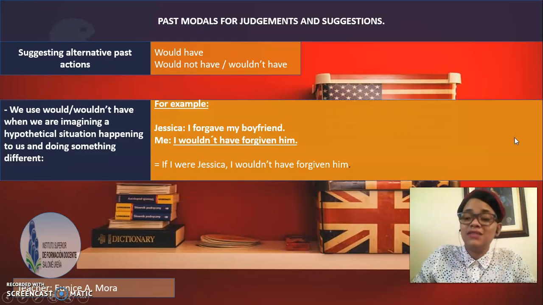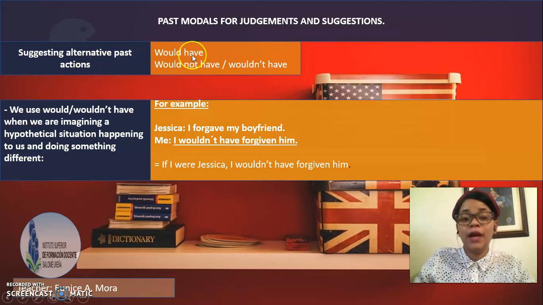Then when we are suggesting alternative past actions, we use would have or the negative form, which is would not have, or the short form, the contraction wouldn't have. We use would or wouldn't have when we are imagining a hypothetical situation happening to us and doing something different. A hypothesis is something that I imagine, but it didn't happen like that. I am just imagining if it were like that.